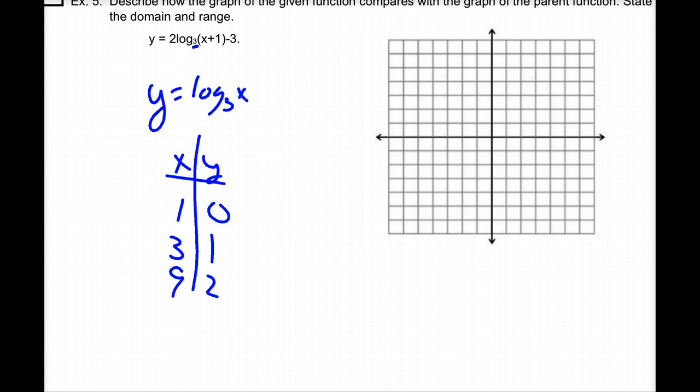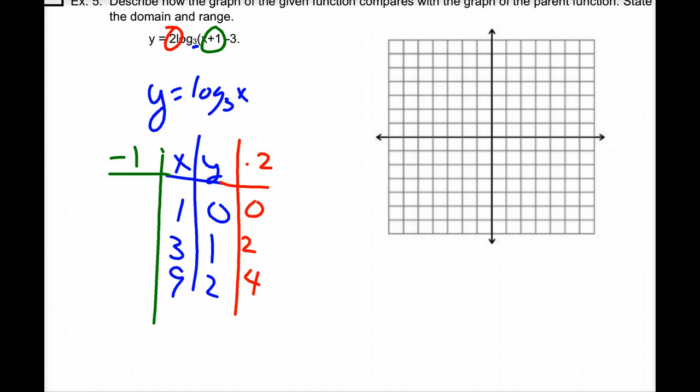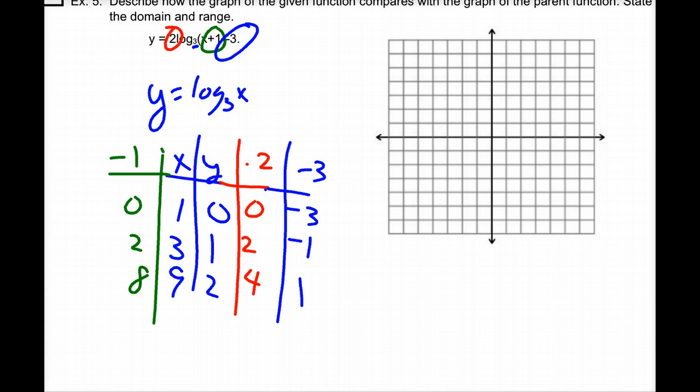What are those transformations? Well, this 2 out front here tells me I have a vertical stretch of 2. So I multiply all the y's by 2. The plus 1 tells me to go left 1. So that's subtract 1 from the x's. And the minus 3 at the end tells me to go down 3. That affects the y. There's my new coordinates.